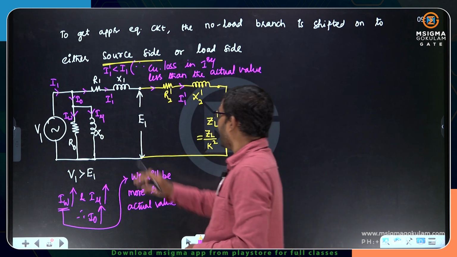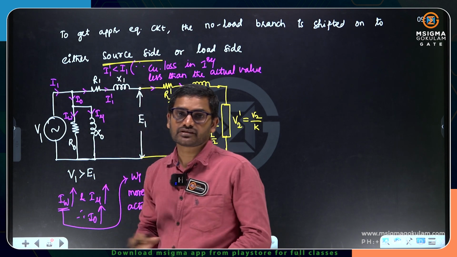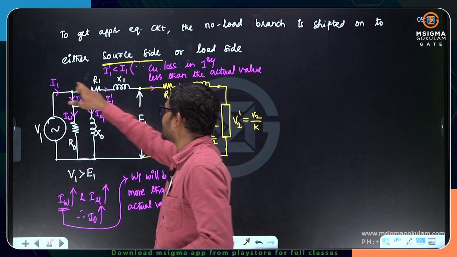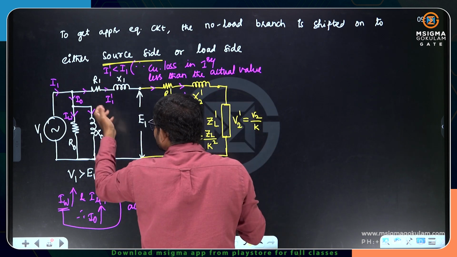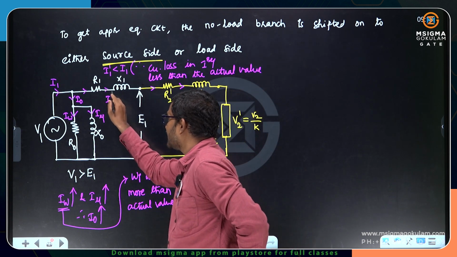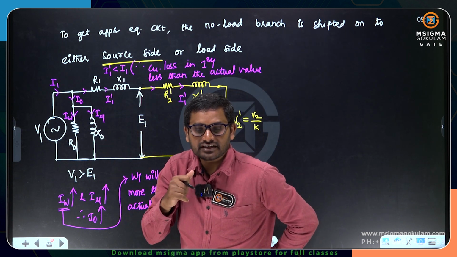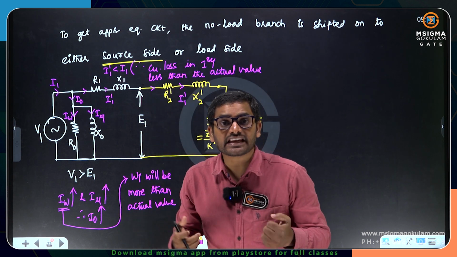Sometimes they will ask you why copper losses are less than the actual value. Why? Because I1 dash is less. In another way they will ask why it is lesser? Because the current magnitude is lesser. Why is it lesser? Because of the absence of I0. In the primary winding, I0 is not there. So the copper losses are less than the actual value since I0 is absent.